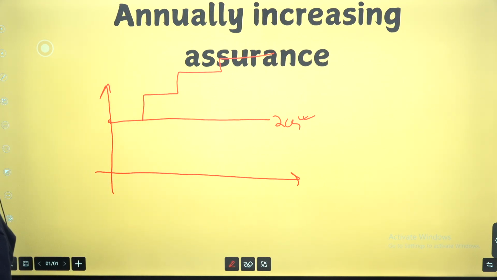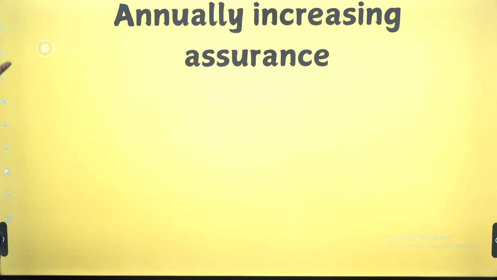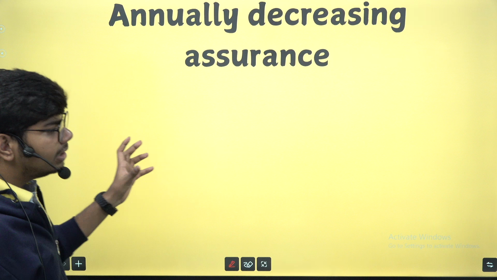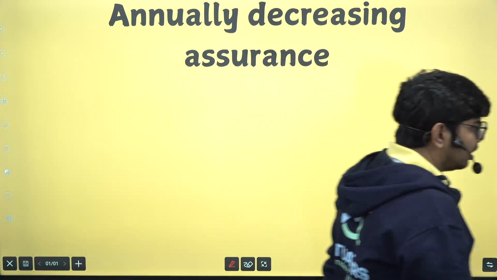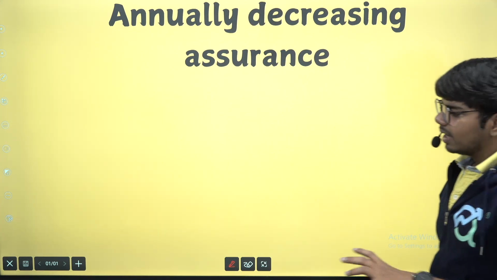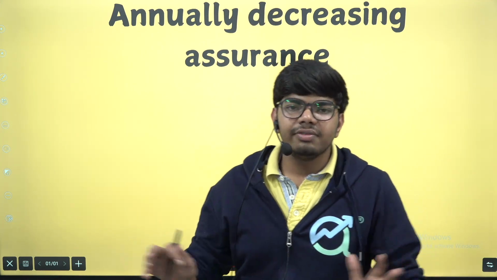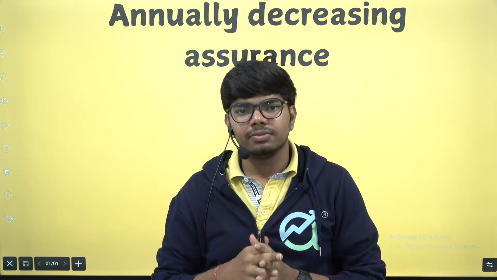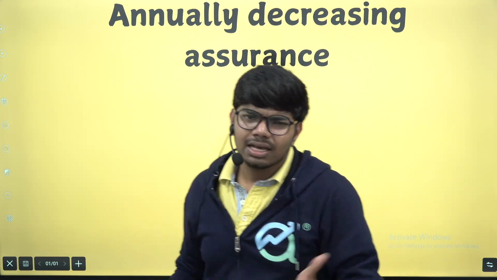Okay, next. Contrary to annually increasing policy, you can also have an annually decreasing policy. Now, it seems rational, it seems reasonable for someone to buy an annually increasing policy. But why will someone in their right mind buy an annually decreasing policy? The reason is to offset the loan outstanding on the policy holder. But समझ में नहीं आया क्या मतलब हुआ इसमें?